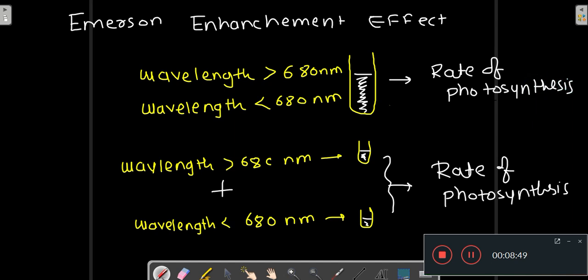Now, this rate of photosynthesis is 2 to 3 times greater than this rate of photosynthesis, and this is the Emerson enhancement effect. That is, these two wavelengths, when they are hit simultaneously, cause more effective photosynthesis as compared to when these two wavelengths act separately on the same tube. Okay, this is your Emerson enhancement effect.